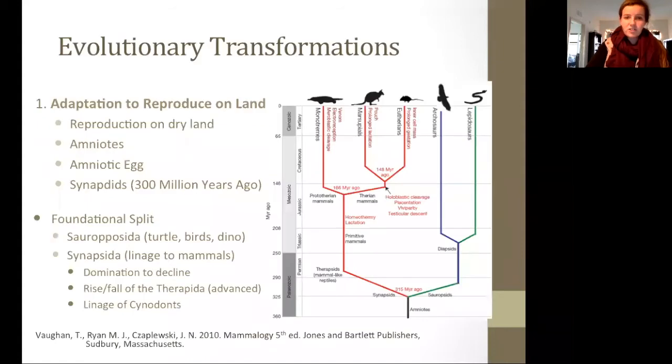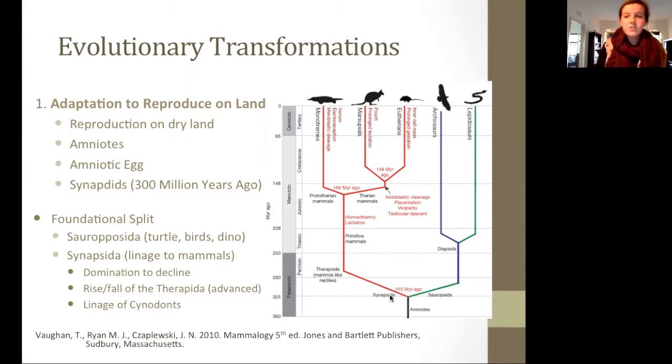To start this presentation, I would like to talk about the adaptation to reproduce on land. Down at the beginning here, we can see that amniotes gave rise to this split, and we'll talk about that in a minute. But this is an early ancestor of what we know as the synapsids. Once the synapsids came on land, they were able to start adapting to actually laying eggs on dry land. This was an incredible evolutionary adaptation for early mammals because it allowed them more availability to lay eggs and allowed for higher survival rates.